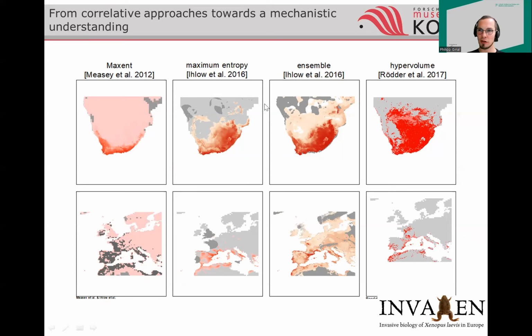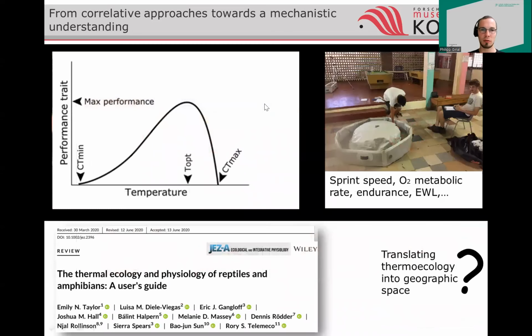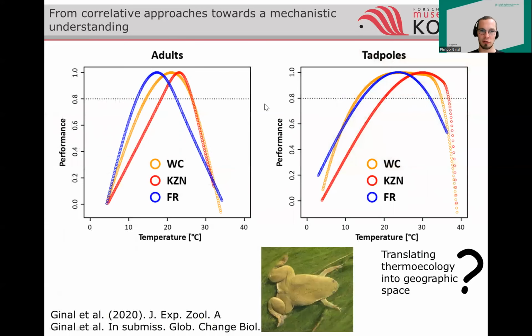But all these correlative approaches have the disadvantage that they can only reflect the realized niche of a species, but not the real physiological constraints. This is the reason why we calculated the first mechanistic SDM for Xenopus. For this, we assessed different performances under different temperature levels, and we also included the critical thermal minimum and critical thermal maximum, so the thresholds to death.